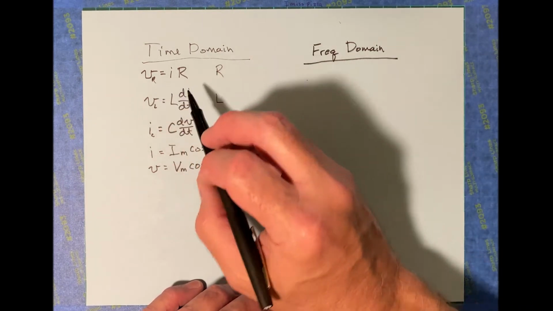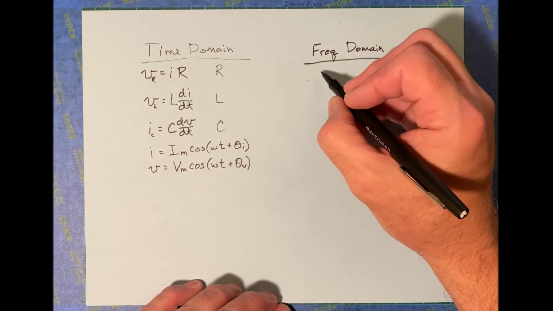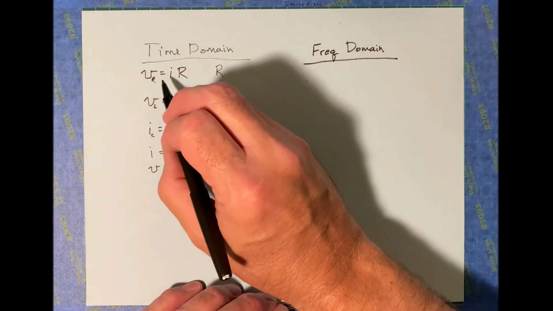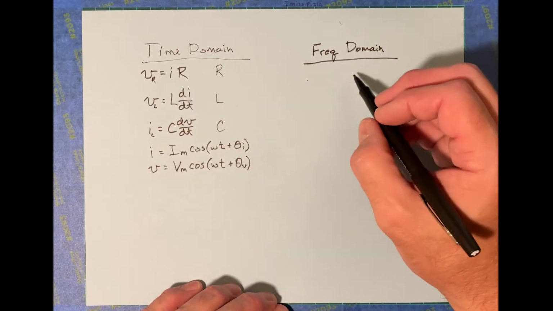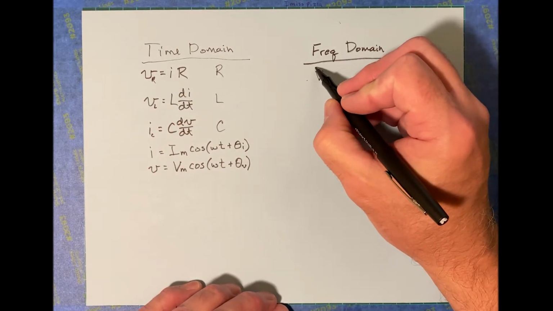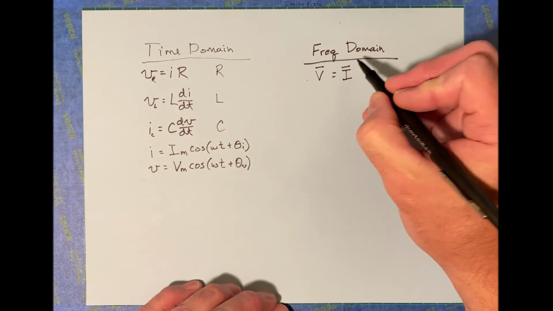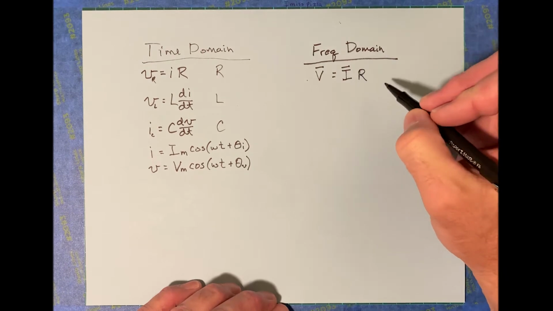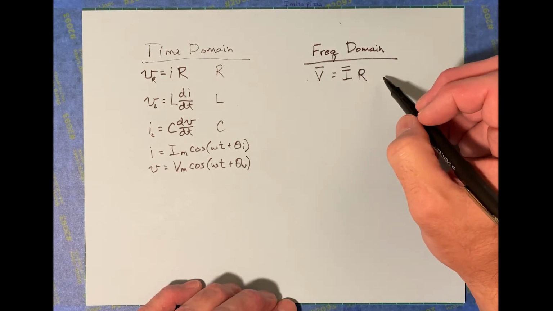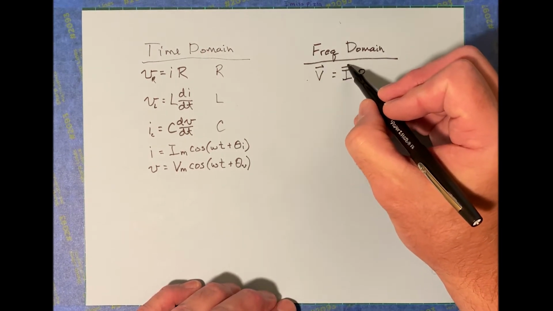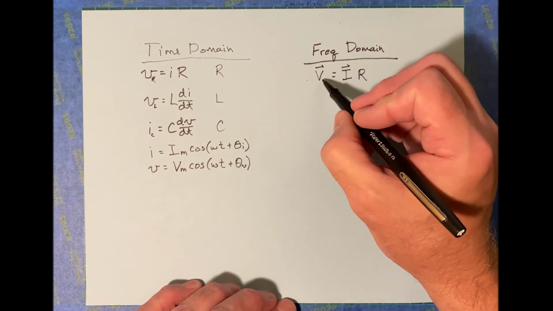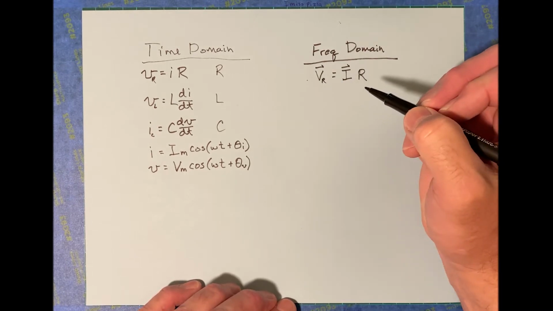So, for example, when you transform the resistor equation, the relationship between current and voltage in the frequency domain looks just like this. Phasor V is equal to phasor I times R. That's just V equals I times R. But now we're talking about these being phasors here. So this is specifically for the resistor.